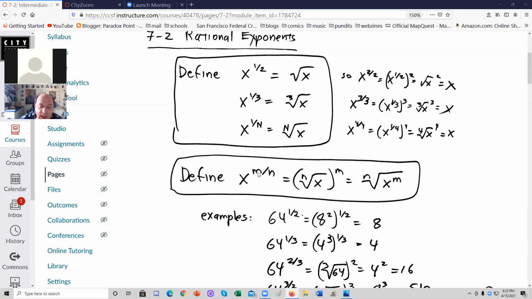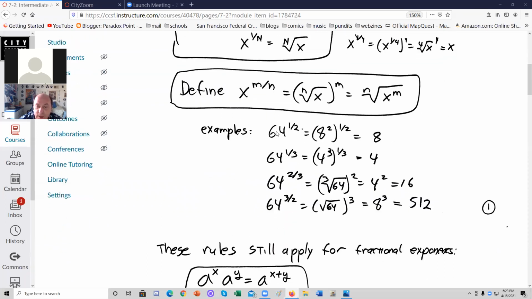Now, define x to the m over n. We'll define that as the mth power of an nth root, which comes to the same thing as an nth root of an mth power. So for example, 64 to the 1/2 power, well 64 is 8 squared to the 1/2, these cancel, get an 8.